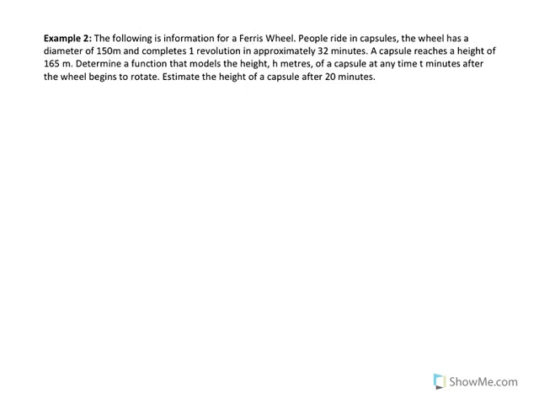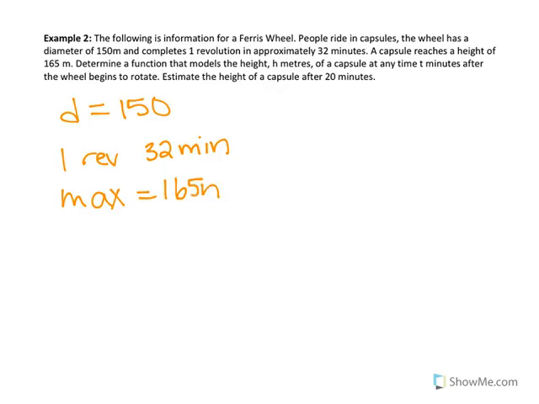So the following information is for a Ferris wheel. People riding capsules, the wheel has a diameter of 150, one revolution is 32 minutes. It reaches a maximum height of 165. So let's draw this diagram. Wow, I did not need to draw it that big.